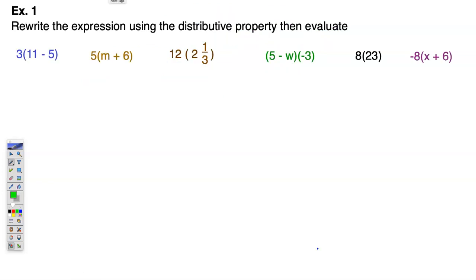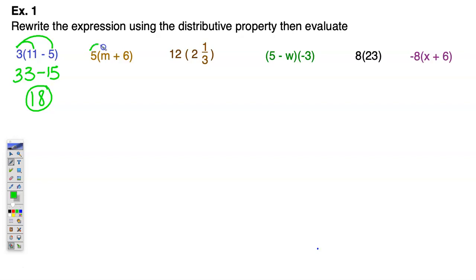All right, so I'm going to show you a few examples here where we have our coefficient on the outside. So we're going to take 3 times 11, which is 33. 3 times negative 5, which is minus 15. And then 33 take away 15 would give us 18. So you're always going to want to try to simplify that as far as you can go.